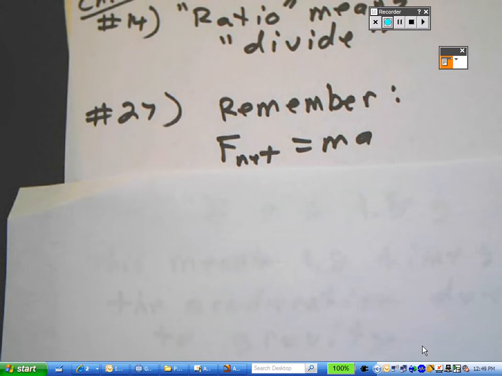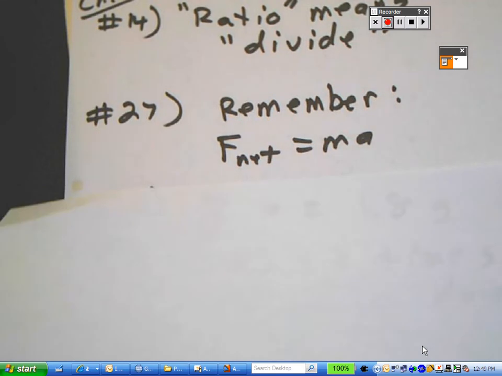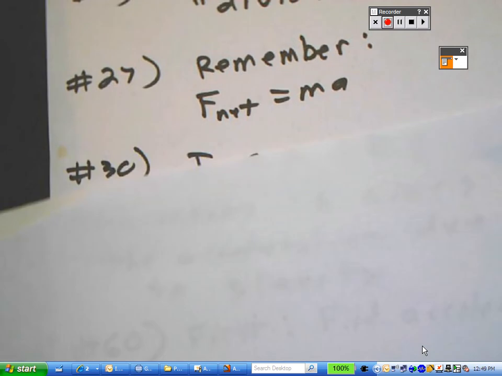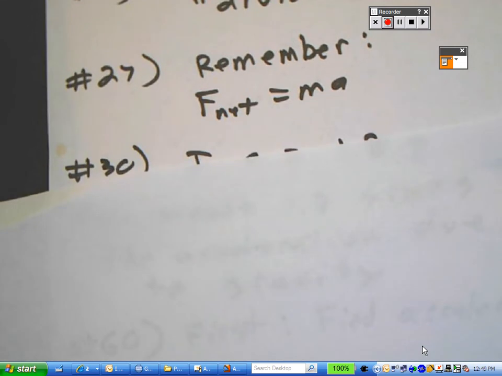Number 27 on page 101, you want the acceleration of the jumbo jet. Okay, you are going to use F equals ma to find that. And then it's pretty straightforward. There aren't a lot of knowns and unknowns. So F equals ma is very useful. Let's look at number 30 on that same page.